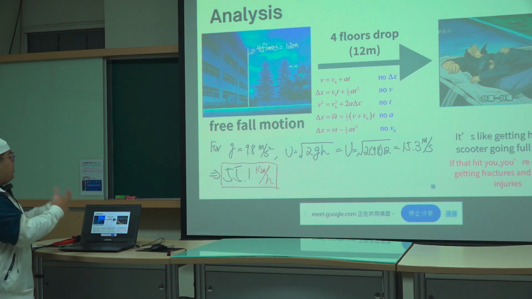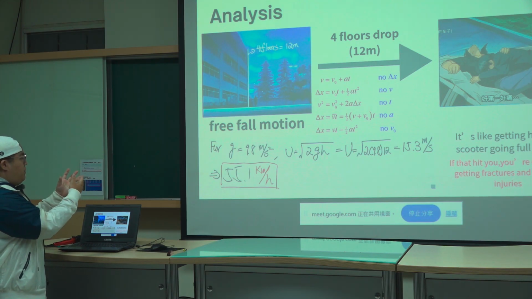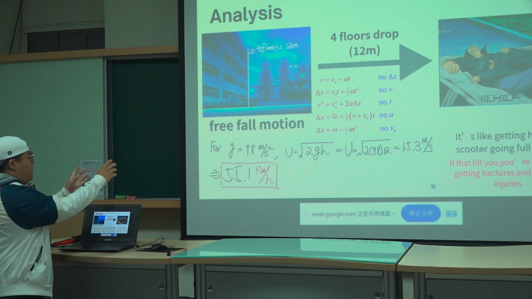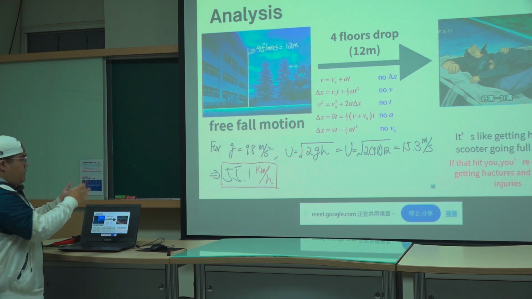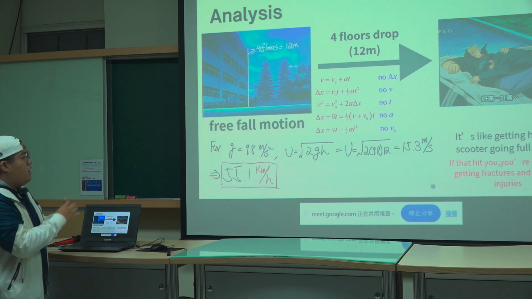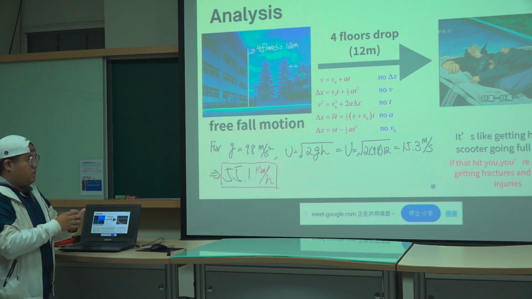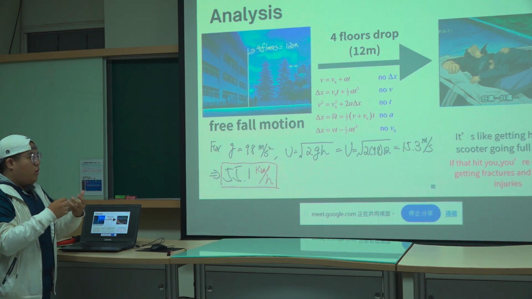And let's take a look at the first physics phenomenon, for g equals 9.8 meters per second squared. By my conclusion, I get the final V equals 15.3 meters per second, which equals 55.1 kilometers per hour. This velocity is like getting hit by a scooter at speed.